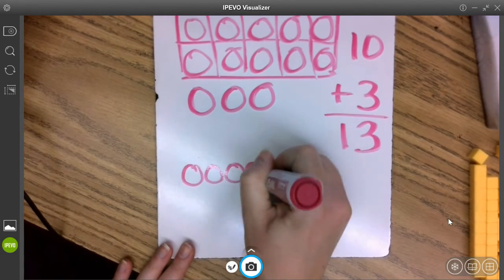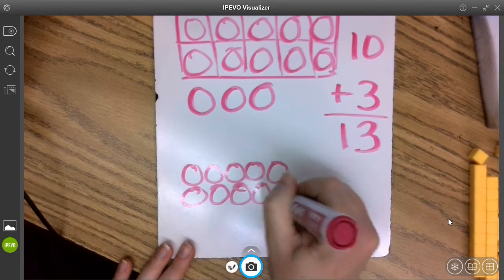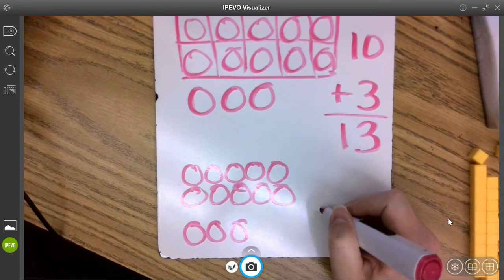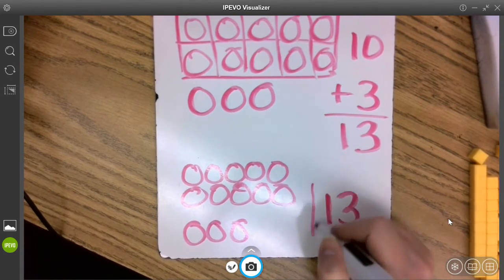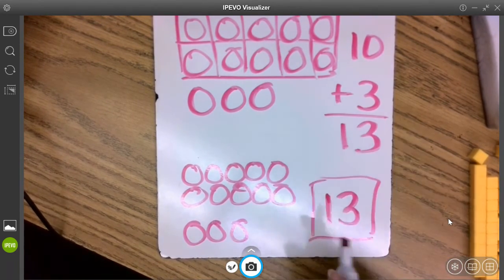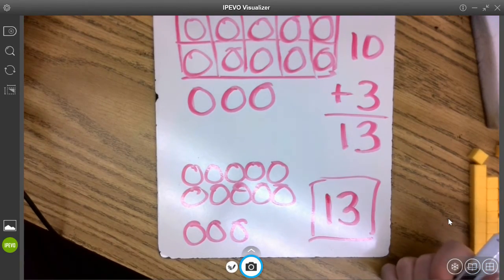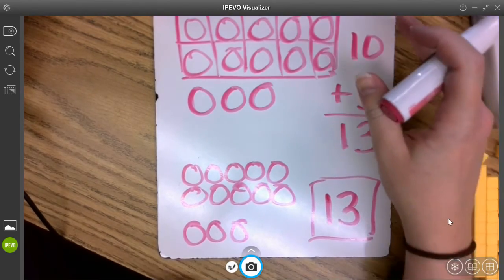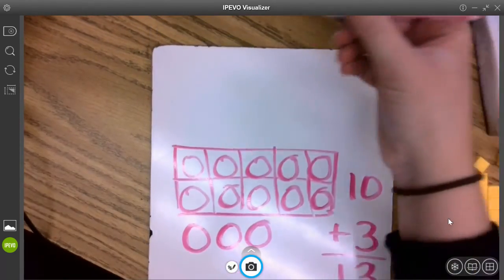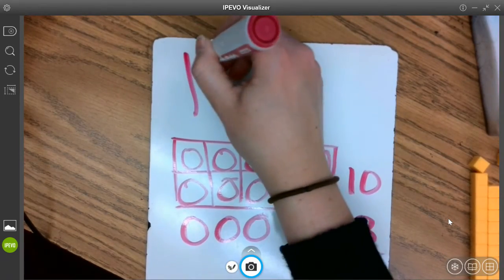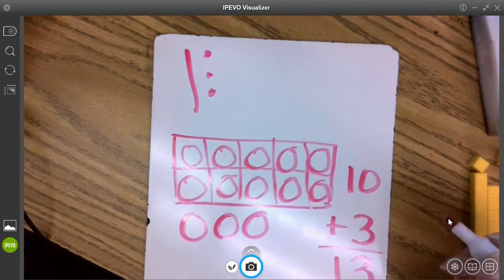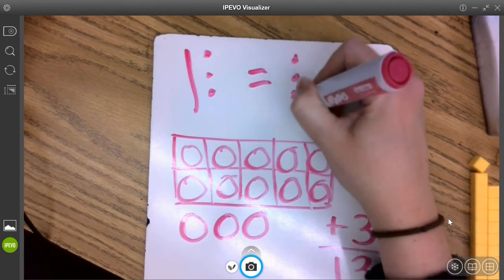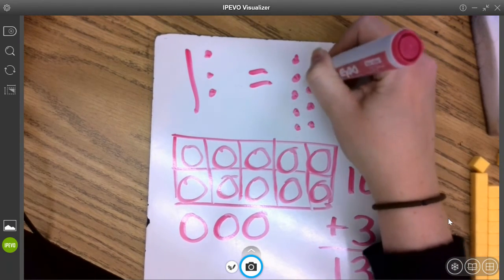I could have still drawn 13 without showing a group of 10. Just drawn 13. Okay, here I have 13 ones. So I am showing in both of these that I have 13, but here I've just grouped them together. Okay, when we draw our sticks, that's all we're doing is we've grouped them together. So my 13 right there, I've grouped it together, but I could also just break it apart.